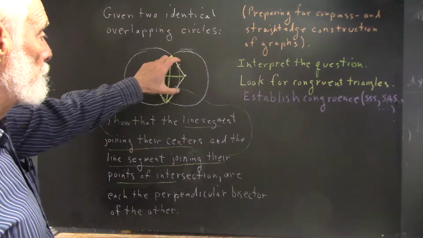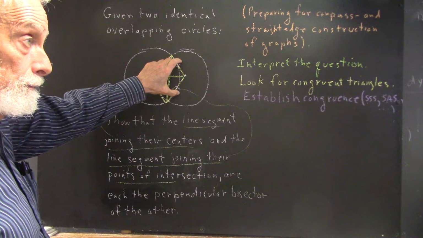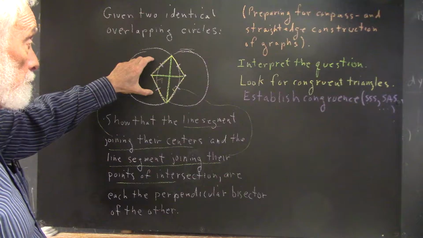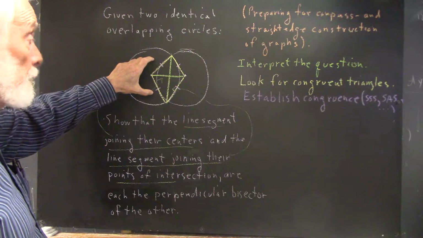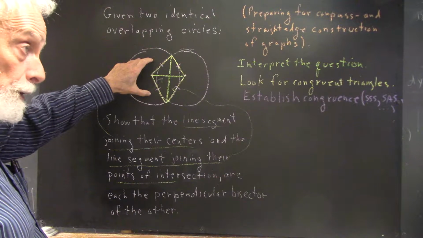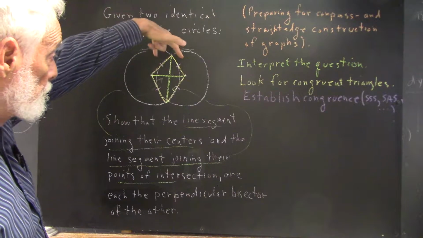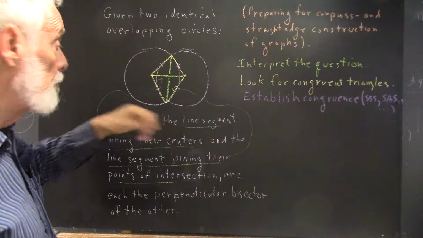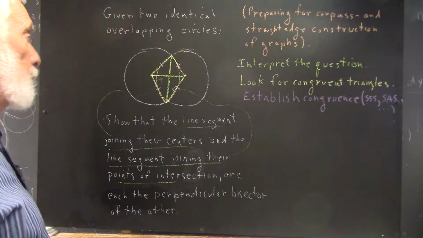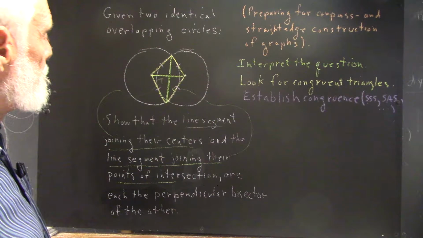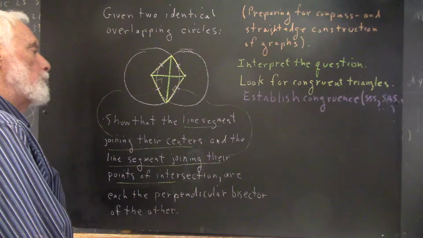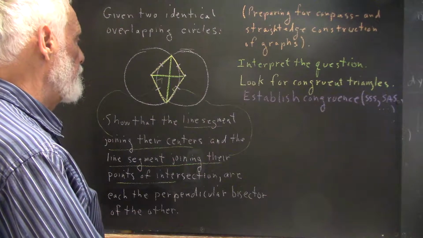These two sides are part of a triangle. These two sides are part of a triangle. Or part of two triangles. Up and down, part of a single triangle. And these two sides are part of a single triangle, as are these two sides. Again, what does that tell us about those triangles? Well, what else can we say then?